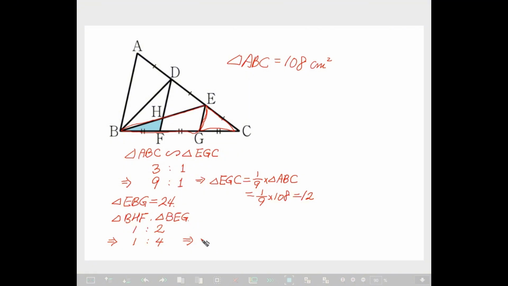Here, triangle BHF equals 1/4 of triangle BEG, which equals 1/4 multiplied by 24, equals 6 square centimeters. Finish.